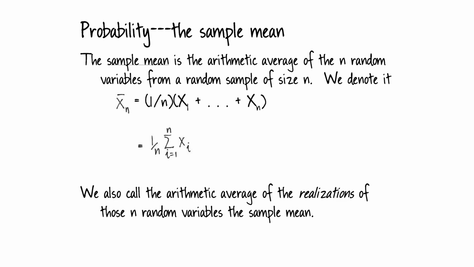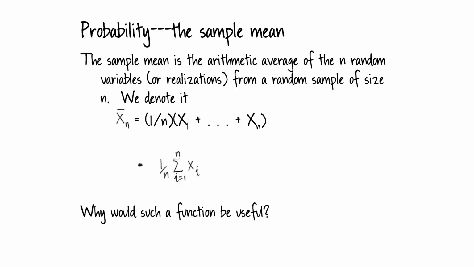So it sometimes is a little confusing because we use the same terminology to discuss the function of random variables and the function of the realizations of those random variables. We don't distinguish that in our terminology, and we often don't distinguish it in the notation either. But it's a distinction you should keep in your mind, because you have to be able to think of a sample mean in both ways: as a function of random variables and as a function of the realizations of random variables. Okay. So the arithmetic average of the n random variables or realizations from a random sample.